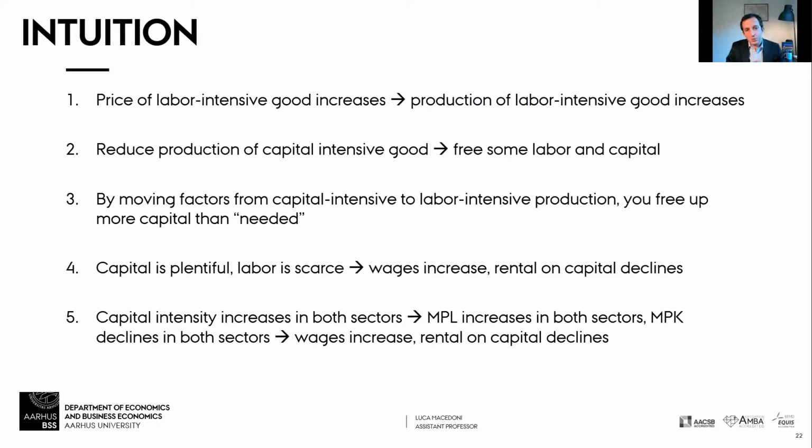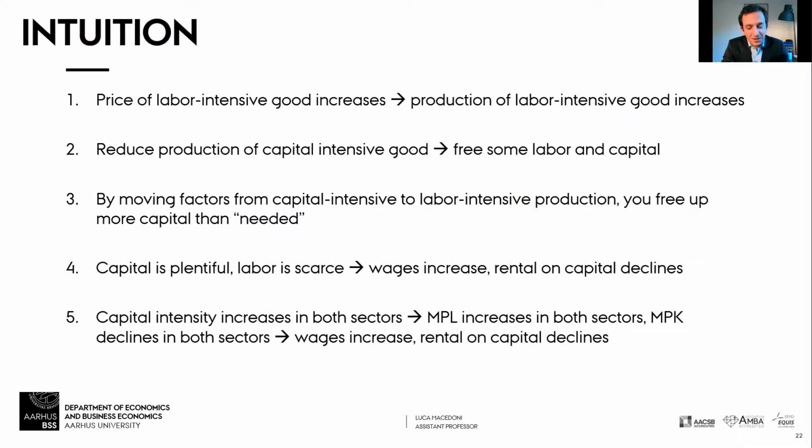Another, alternative way to think about it is to realize that capital intensity increases in both sectors. Again, you move machines and workers from industry 2 to industry 1, from the capital-intensive good to the labor-intensive good. So you're freeing up more capital than workers. And so you're moving more capital relative to workers into industry 1, and therefore there's now more machines per worker in industry 1 as well.